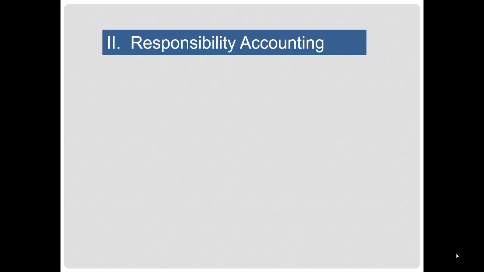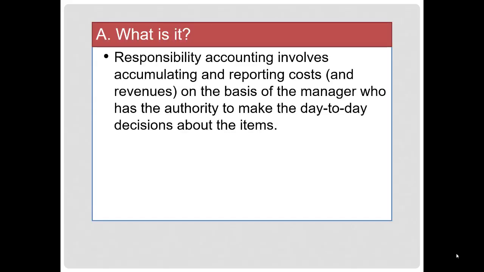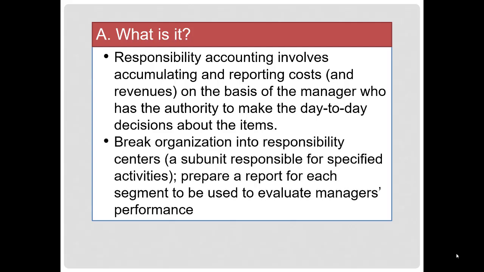This is all in the context of what we call responsibility accounting. In a responsibility accounting system, you're going to accumulate and report costs and revenues on the basis of the manager who has the authority to make decisions that influence the level of those costs and revenues. You'll need to break your organization into responsibility centers, and these are just going to be centers that are responsible for the decisions made. And then we'll prepare a performance report for these managers.